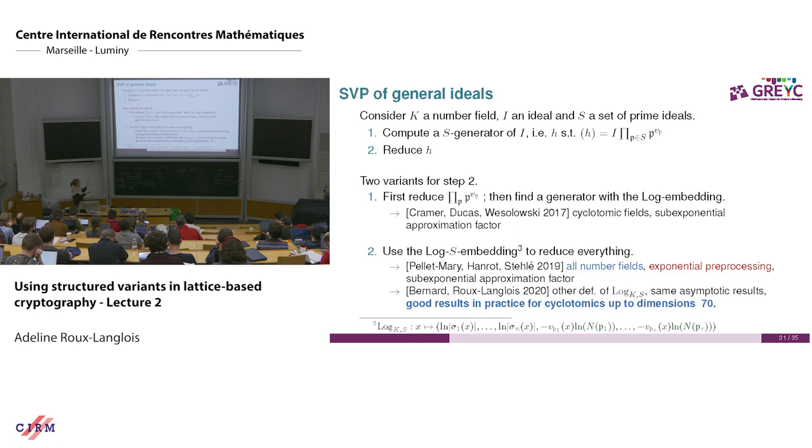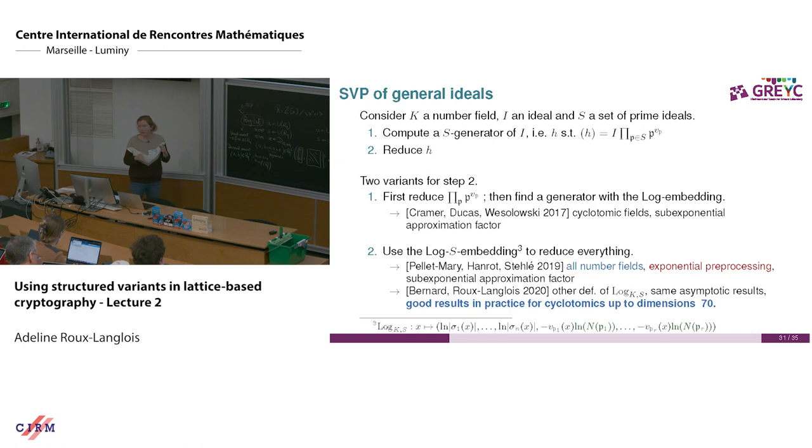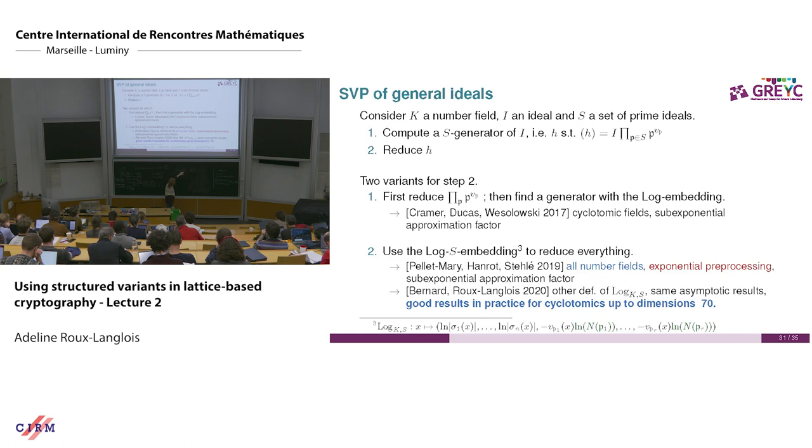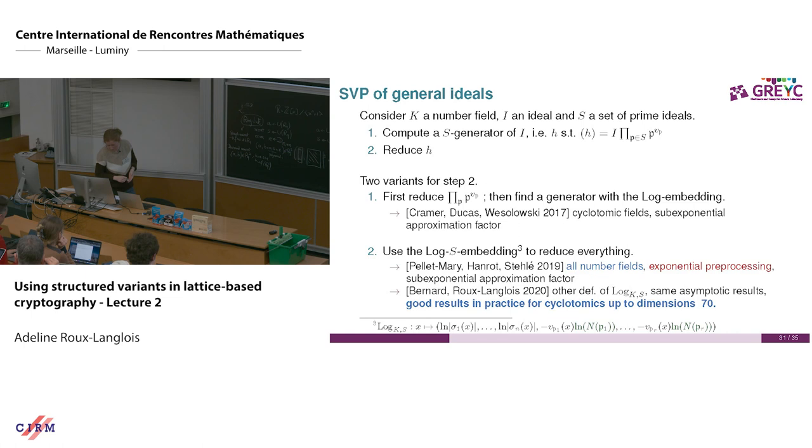The second line of work, starting with PHS 19, says, okay, instead of doing one step then the other, I will reduce both at the same time. I will deal with both my ideal and this product of ideals. So I modify the log embedding to the log S embedding, which is the previous log embedding to which I added those terms, which are the valuation and the log of the algebraic norm of each ideal. Then I deal with reducing H and reducing this product at the same time. So first with Olivier Bernard and then with Andrea, Olivier, and Chungui and Guyen.